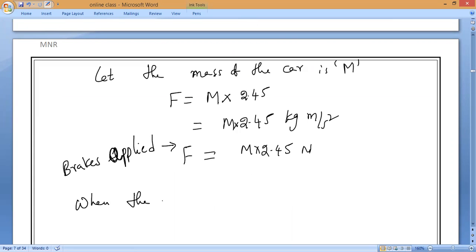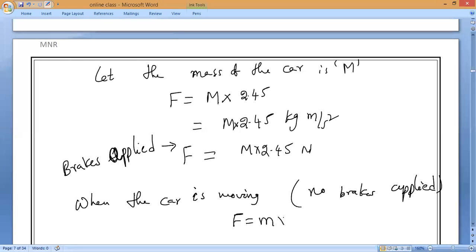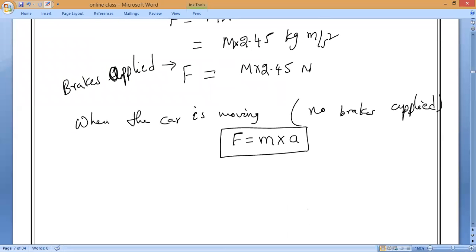Now, when the car is moving, that means no brakes applied, what will the force be? Anybody can tell? F is equal to mass into the original acceleration of the car. Is it yes or no, guys? Yes. So in this case you can take a is equal to g. What is the g value? They have not mentioned anything, but we have to. 9.8 meter per second square. This is the force.